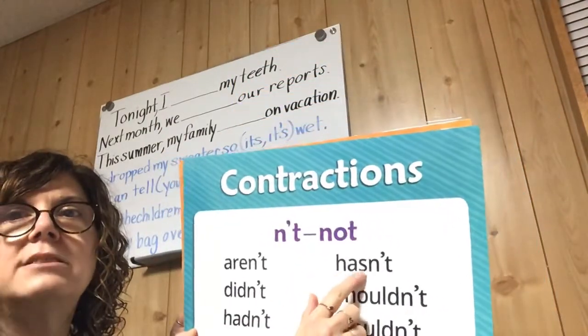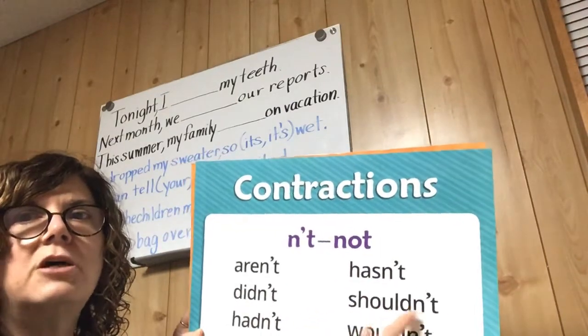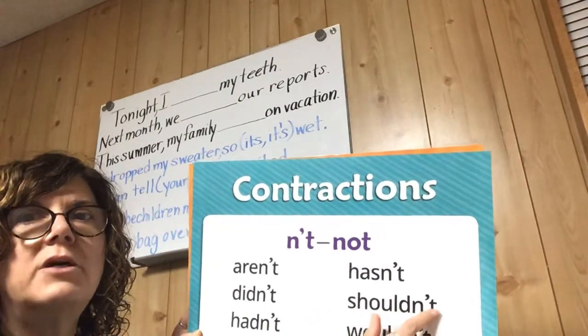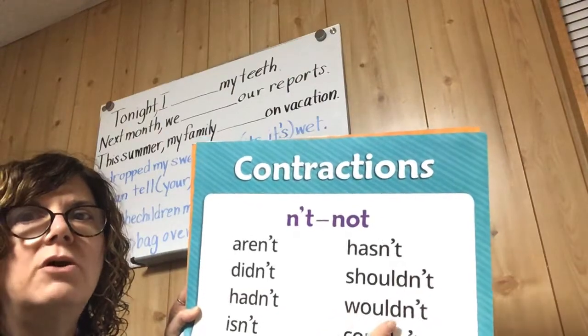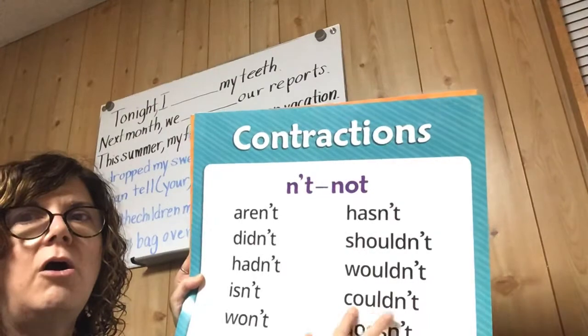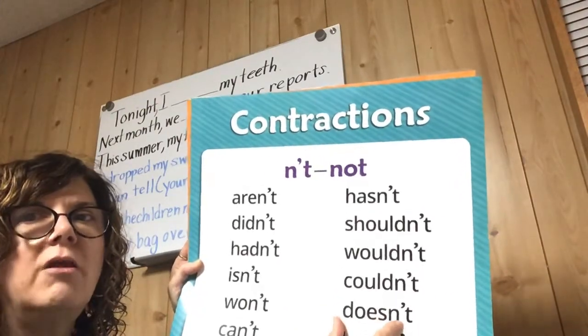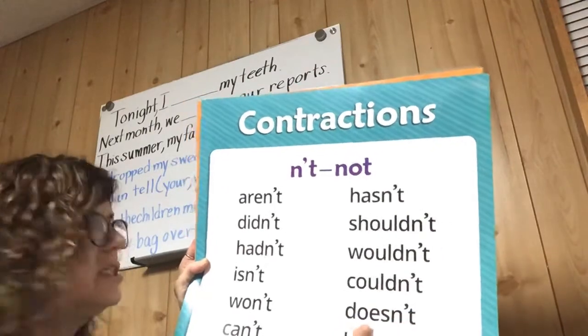Hasn't is from has not, so all of has, N'. Shouldn't, all of should, N'. Wouldn't, all of would, N'. Couldn't, all of could, N'. Doesn't, all of does, N'.